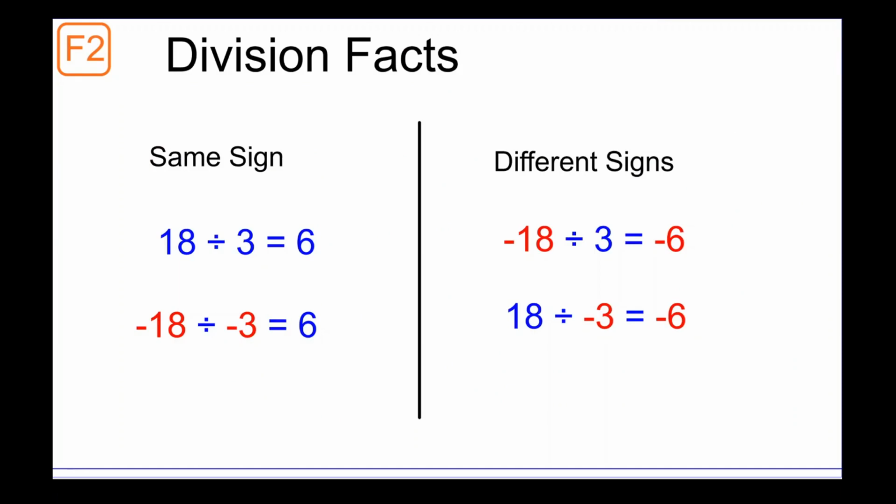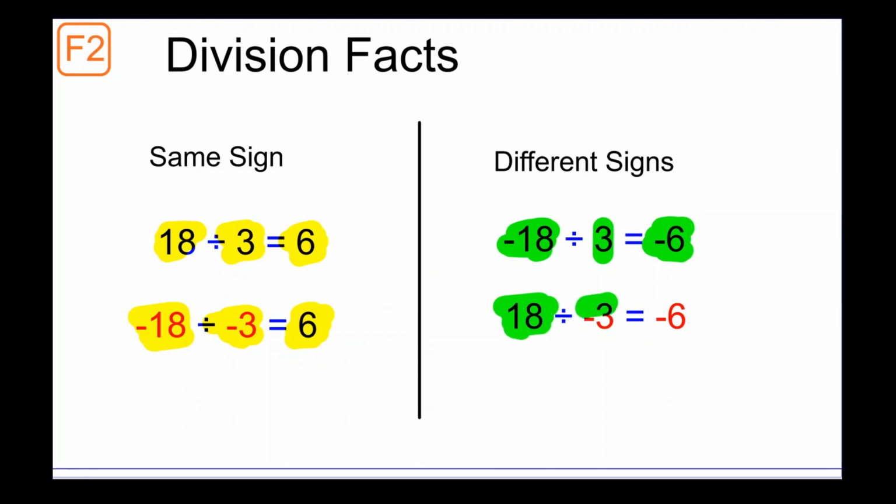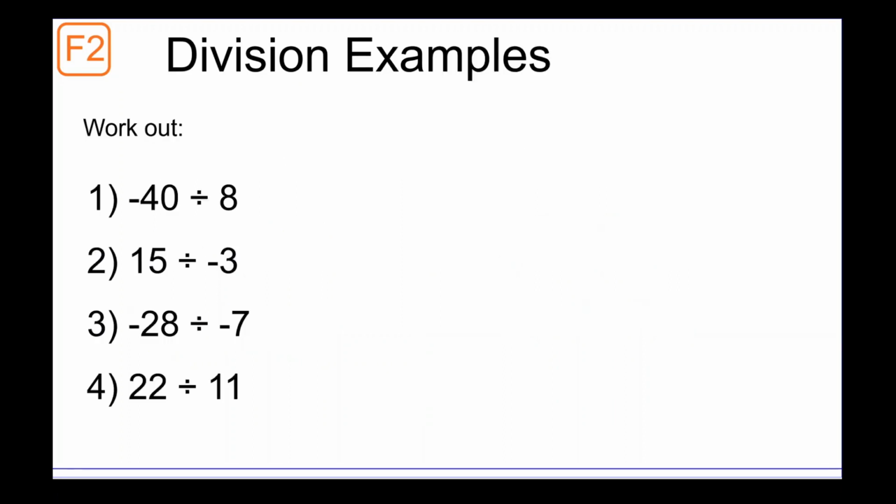If we organise our division facts, we find that the pattern is very similar to the pattern that we found for multiplication. So if we look here, when the signs are the same, the answer is positive. Here the signs are the same, and the answer is positive. When the signs are different, the answer is negative. And again, when the signs are different, the answer is negative. Bearing those rules in mind, try these 4 questions, pause the video, and we'll come to the answers in a moment.